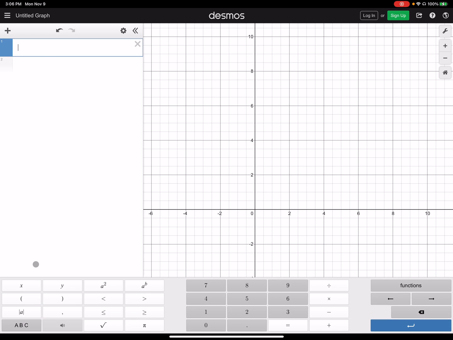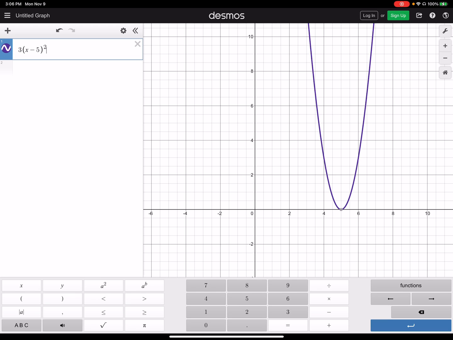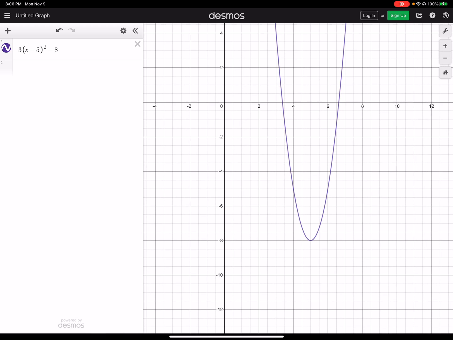And you can type in things like we just did here, 3 parenthesis, there's an x over here. What was it, -5? I think it was -5. And you could square the quantity and then subtract 8. Okay? So you can get a good idea.